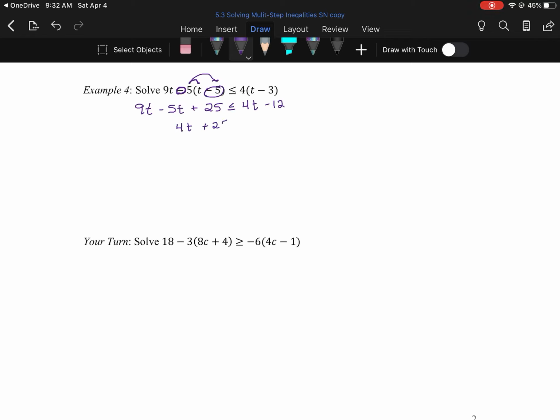All right, so 9t minus 5t, we have to simplify, is 4t plus 25 is less than or equal to 4t minus 12. All right, we need to get both variables on the same side. 4t minus 4t, oh, that goes away. So we are left with 25 is less than or equal to negative 12. So let's think about this for a second. Is 25 less than negative 12? It's not. That actually gives us a false statement. And since my variable's canceled, if you think back to the equations and we got a false statement, that means we have no solution.